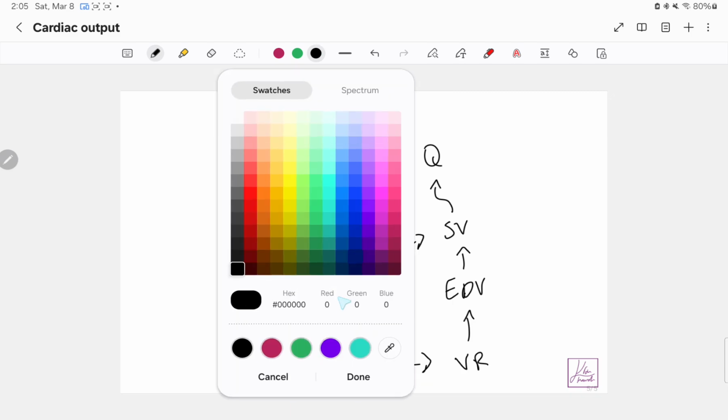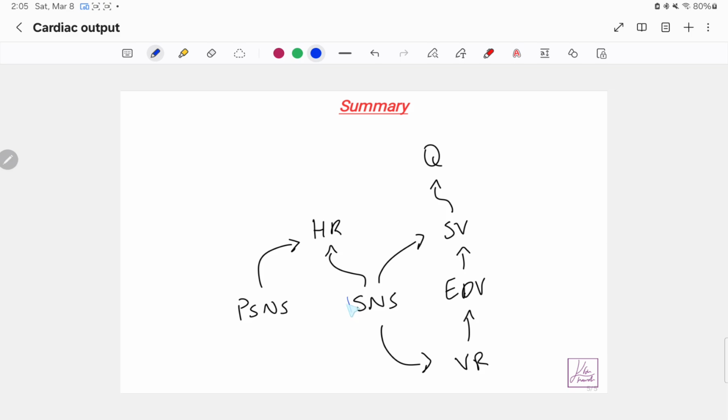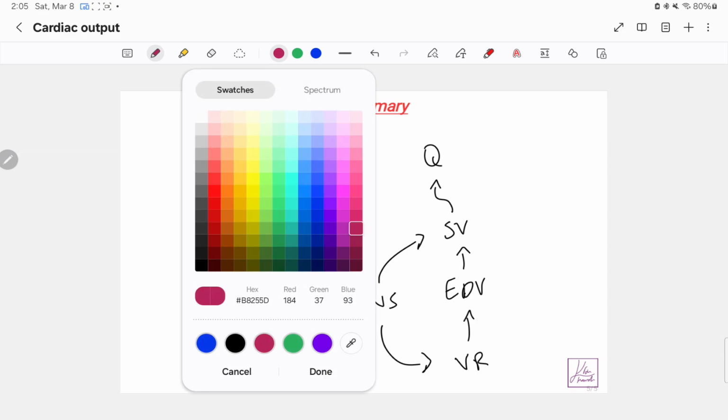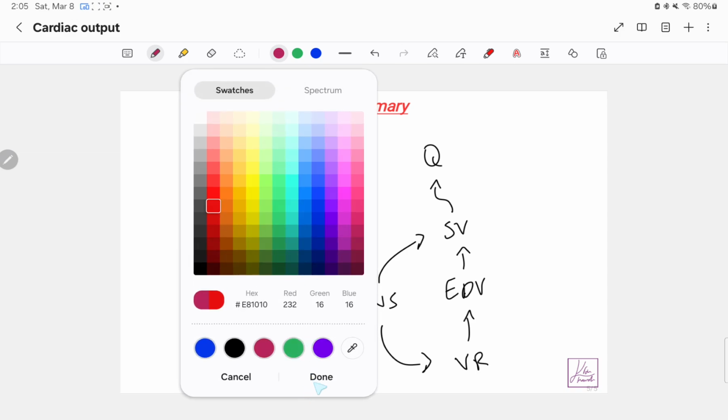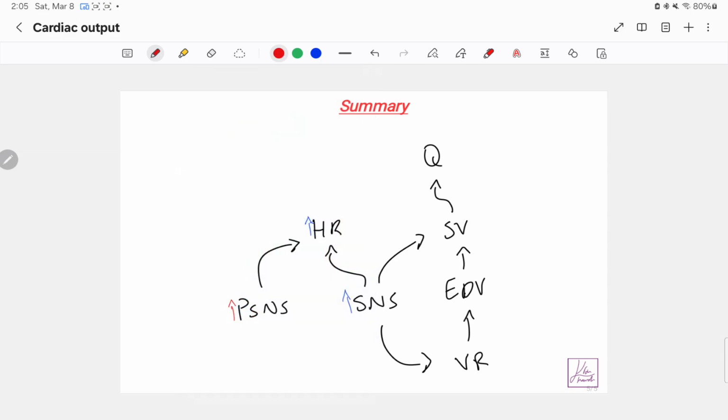With the sympathetic nervous system, guys, if it goes up, what happens to my heart rate? My heart rate goes up. What happens if my parasympathetic nervous system activity goes up? Well, if this goes up, the heart rate goes down. All right. What about the stroke volume side?